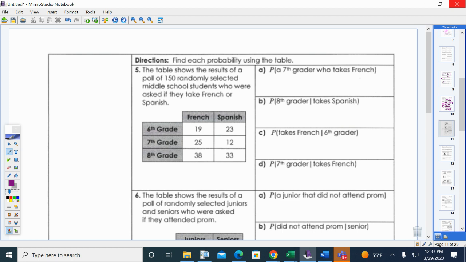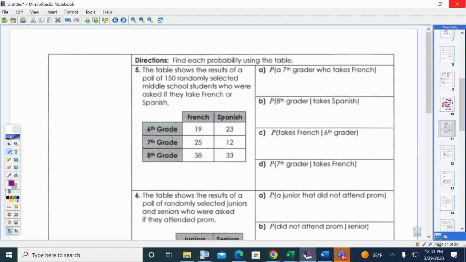Let's go through number 5. The directions here say to find each probability using the table. The table shows the results of a poll of 150 randomly selected middle school students who were asked if they take French or Spanish. Part A asks us to find the probability that you select a seventh grader who takes French.